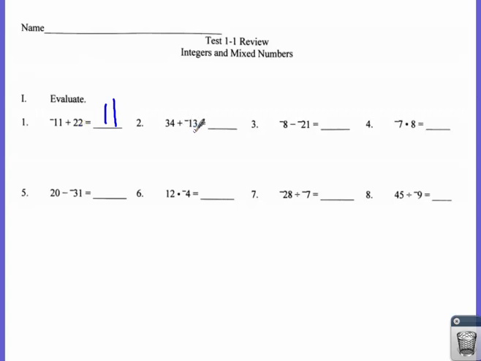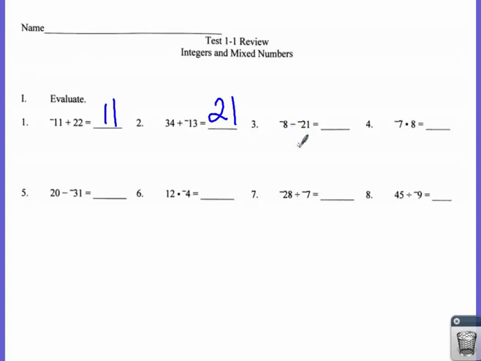Okay, 34 plus negative 13, same thing. Our signs are different, so we're going to subtract our numbers. So 34 take away 13 gives us 21, and it's going to be a positive 21 because our 34 has the greater absolute value. Now, number 3, this is the first one we actually have to do something.